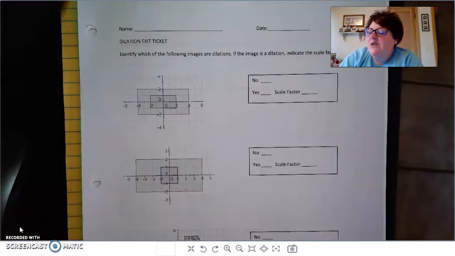Hi ladies. So I just wanted to work with you through some dilations to know if it is a dilation or not, and talk again about a scale factor.